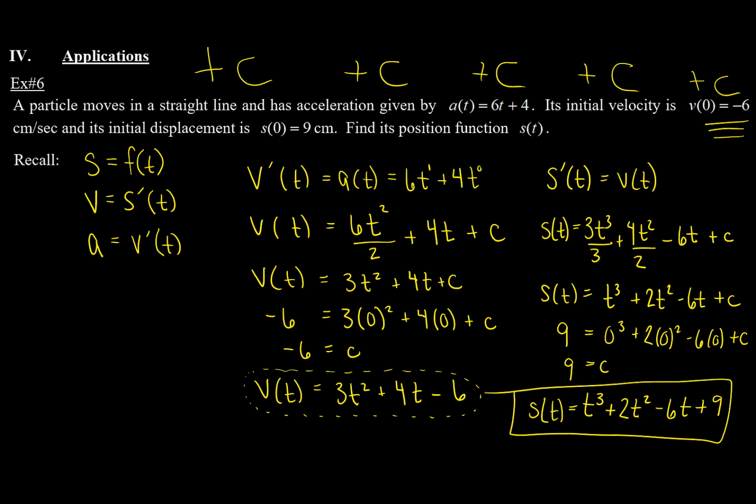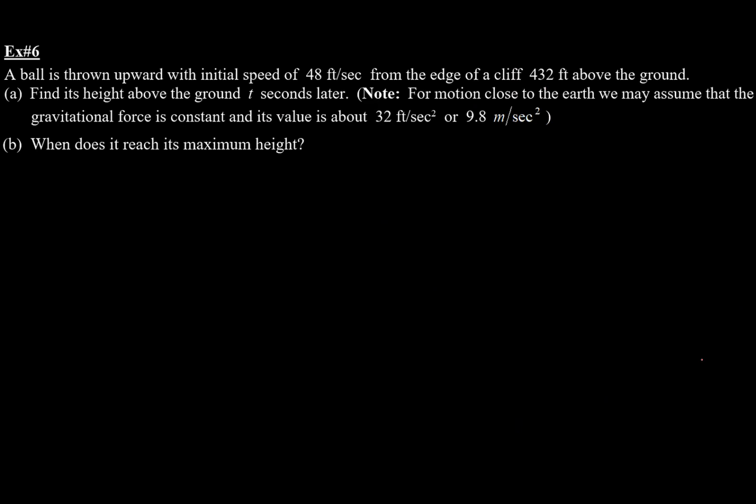S of t equals t cubed plus 2t squared minus 6t plus 9. A lot of this is just going to be the power rule, but you'll need the other ones too. Let's take a look at another example.